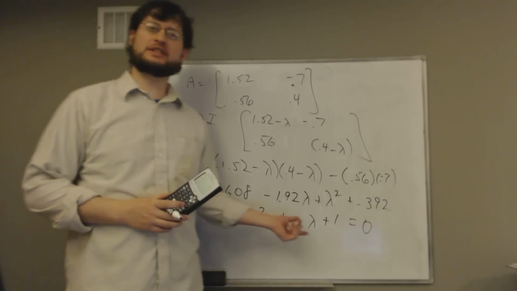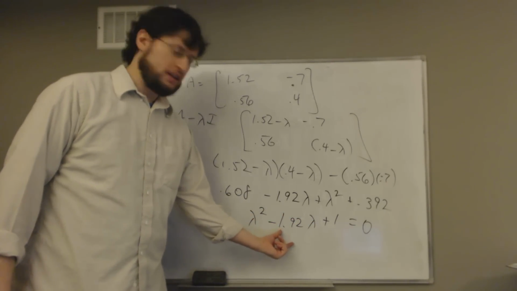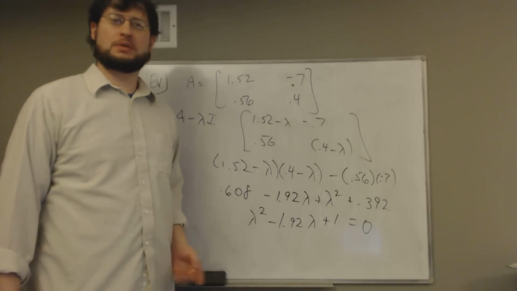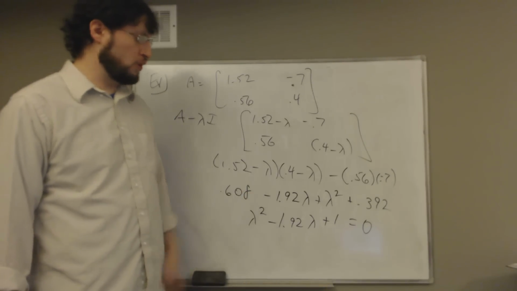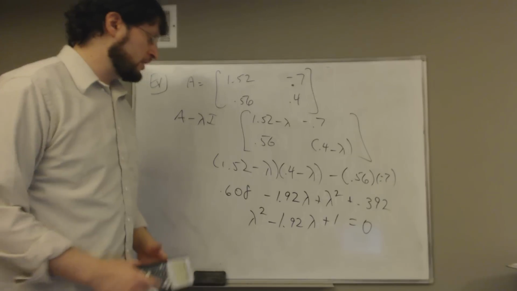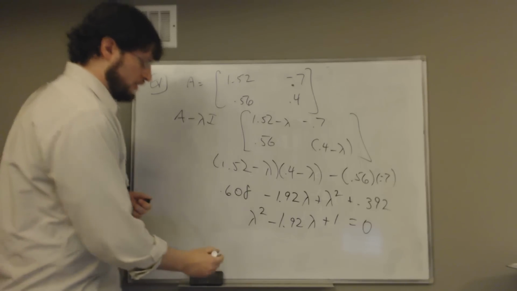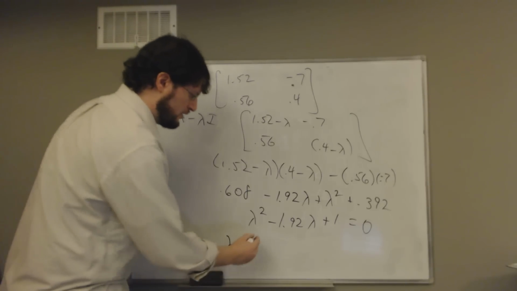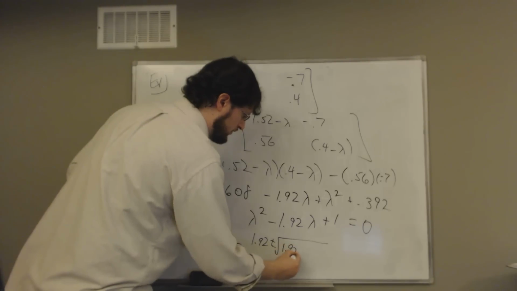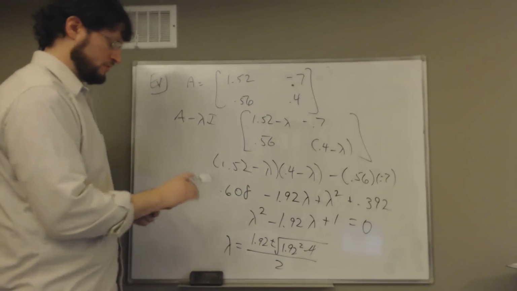And again, we see that this is going to have no real solutions, because b squared is less than 4, so b squared minus 4ac is going to be negative. So I'm going to have a negative under the square root. So no real solutions, but it does have some complex solutions. If we apply the quadratic formula, we get negative b plus or minus the square root of b squared minus 4ac, all over 2.